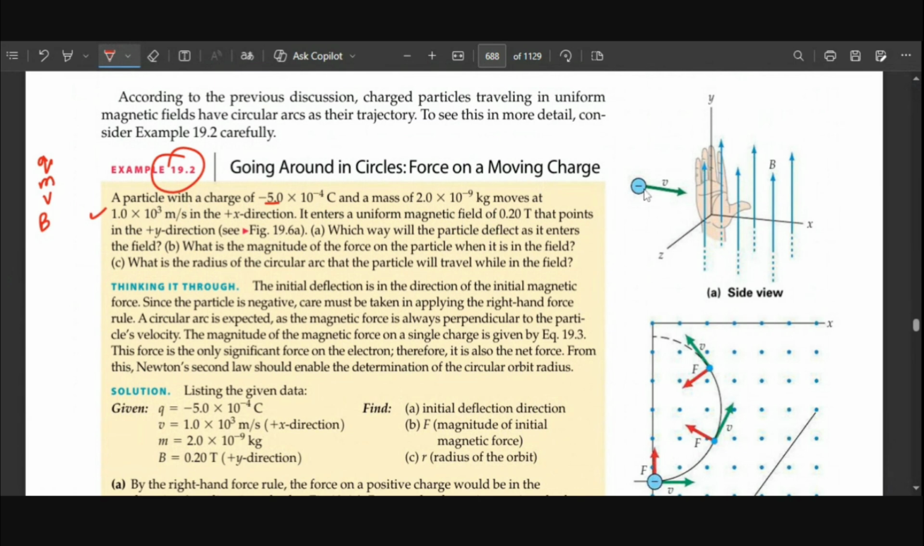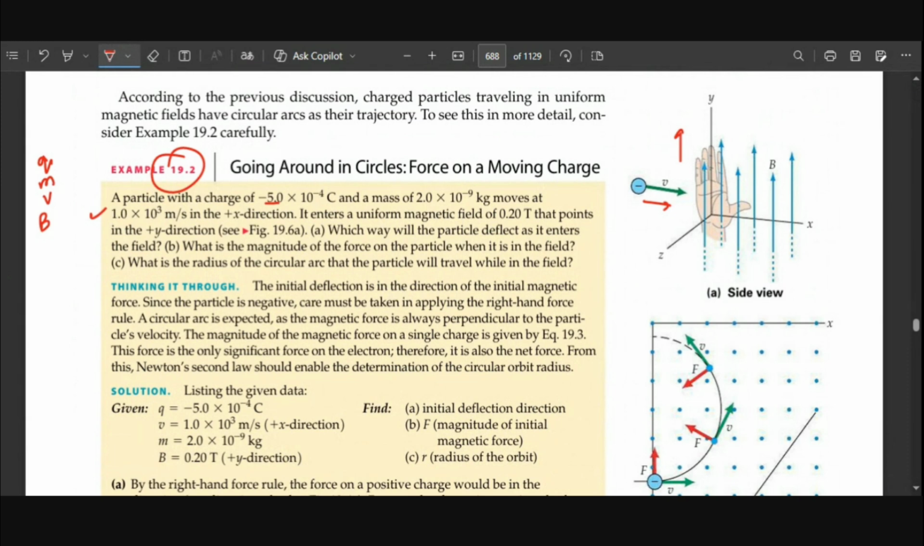So charge particle was going like that. Field is set up like that. So in which direction is the force acting on the charge particle? Think about it. You can simply see the diagram. The diagram is given, side view. You just have to refer to the diagram.